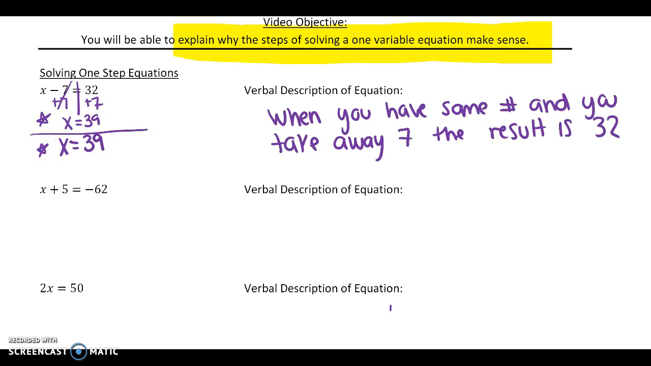I like to call this backtracking. You're working backward. So I'm ending with 32. After I've subtracted 7, let me add 7 to 32 to figure out what that number would need to be. Now, if I plugged in 39, I'd have 39 minus 7 is 32, and that would work. So you're doing the opposite operations so you can work backwards.